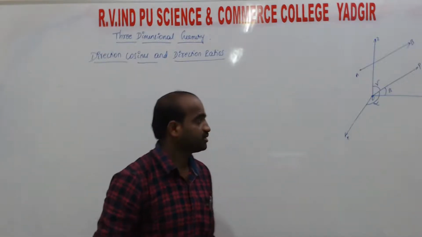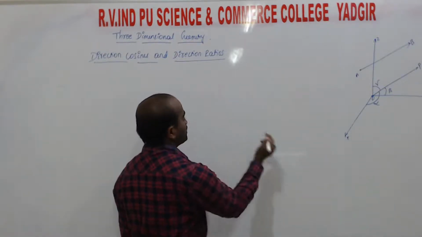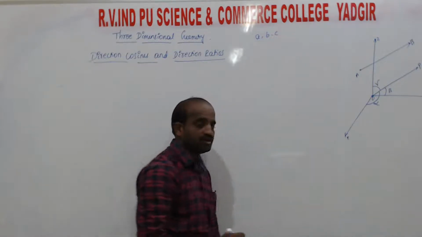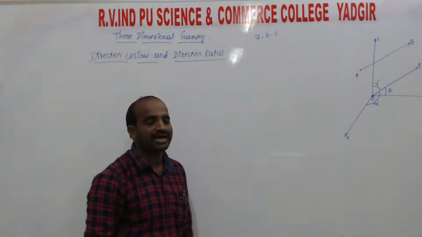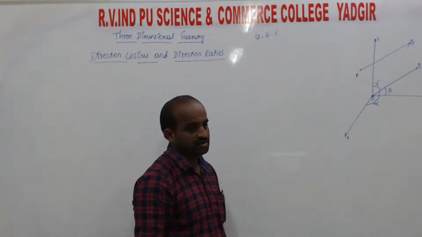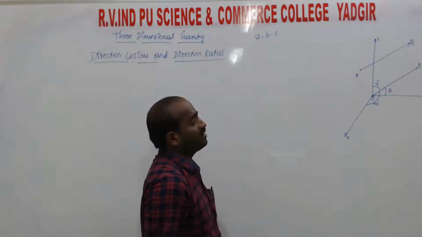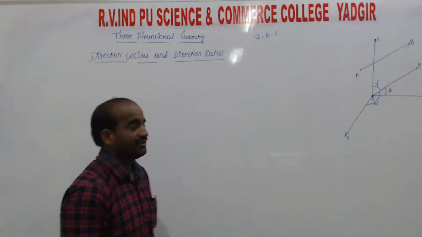Direction ratios: the numbers a, b, c which are proportional to the direction cosines of a line are called the direction ratios of the line.